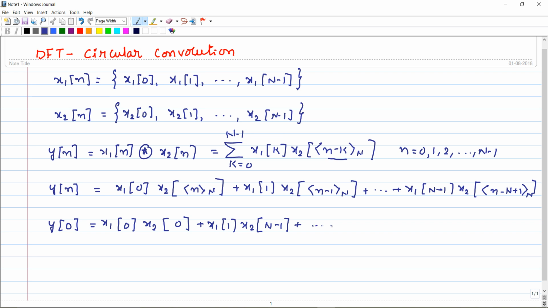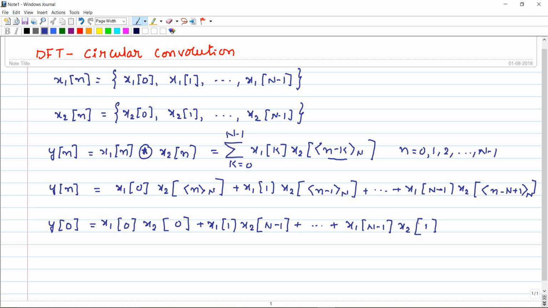And what would be the last term? The last term would be x1 of capital N minus 1 multiplied with x2 of, n is 0, so if you substitute n with 0, minus n plus 1 modulo n would be x2 of 1. That's easy to see.